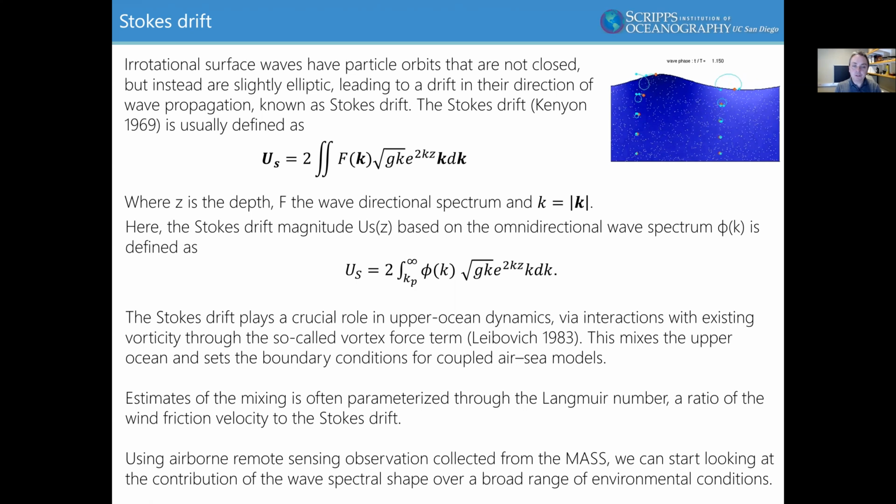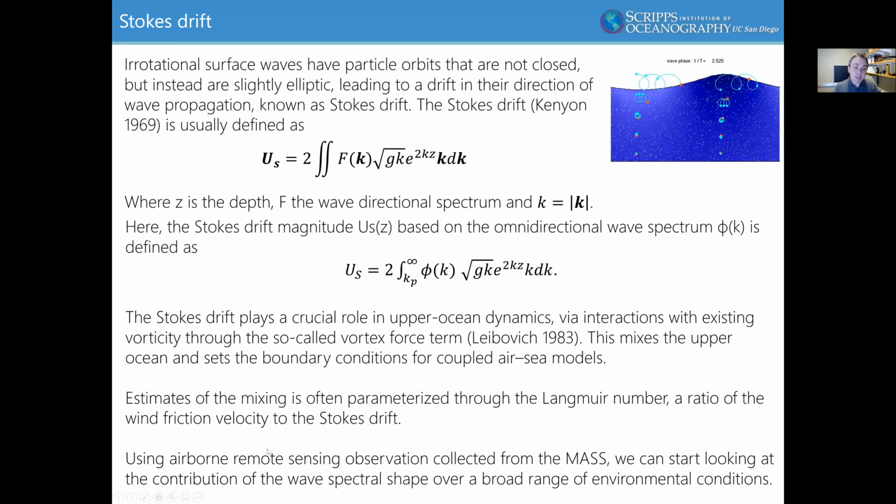Here, I'm not going to be focusing on directional spectra. This is a more complicated problem that we're actively working on. We're going to start with a simpler approach of just taking the Stokes drift magnitude Us(z) based on the omnidirectional wave spectrum, and you can show that this is how you can compute it. Again, the Stokes drift plays a crucial role in upper ocean dynamics, and that's why we really worry about this. This mixes the upper ocean and sets the boundary condition for coupled and RC models.